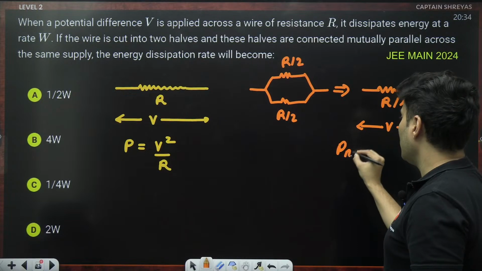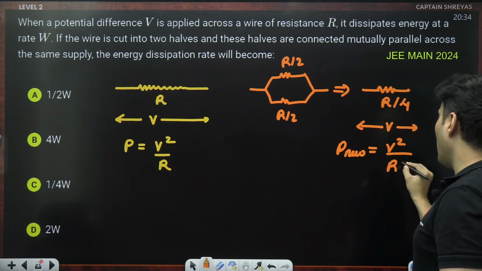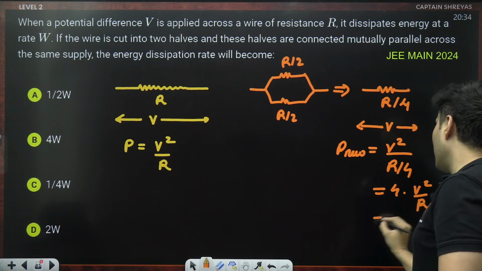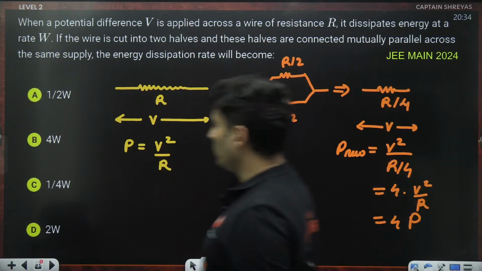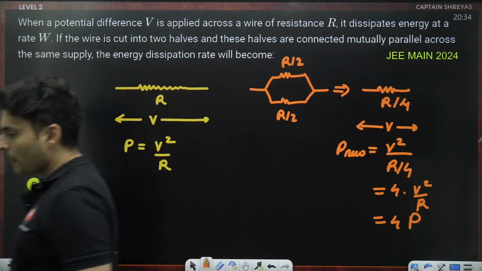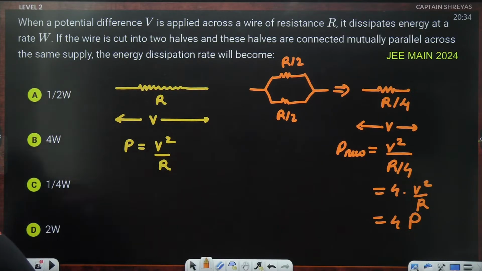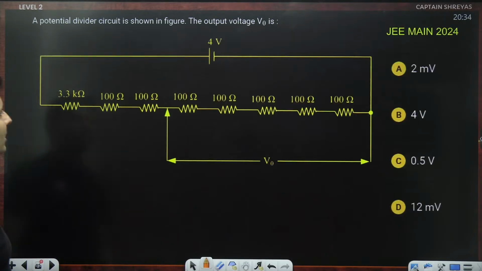So what should be the new power? Think about it. The new power should be V square by R by 4. That means it is 4 times V square by R. That means it is 4 times the old power, which is B for IIT Bombay. Got it, everyone? Is it absolutely clear? Awesome. Great. Let's move on to the next question on your screen.